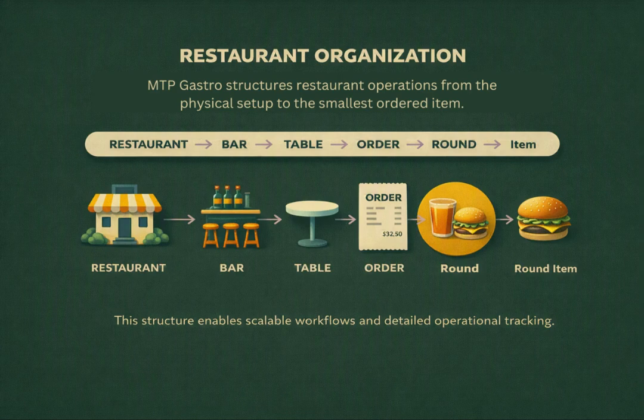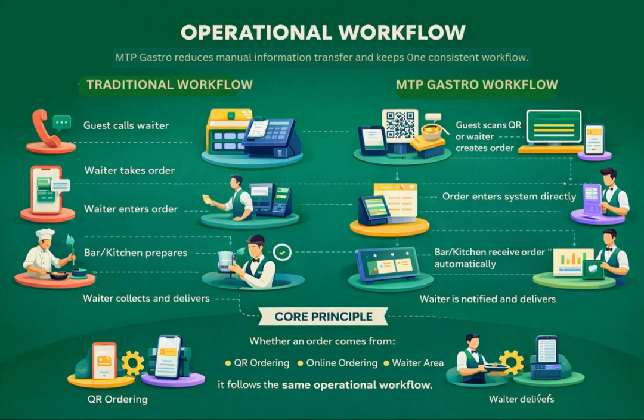Each order has an order status that represents the current state of the entire order. Each round has its own round status that represents the progress of that specific round. Finally, every round item has a round item status. This is the most detailed operational status in the system and is used to track the preparation and delivery of every individual product. This structure is the foundation of the operational workflow inside MTP Gastro. Restaurant, bar, table, order, round, item. In the next section, we will see how these objects interact during the ordering process and how information flows through the system. To understand the operational workflow of MTP Gastro, let's first look at how a restaurant traditionally operates.